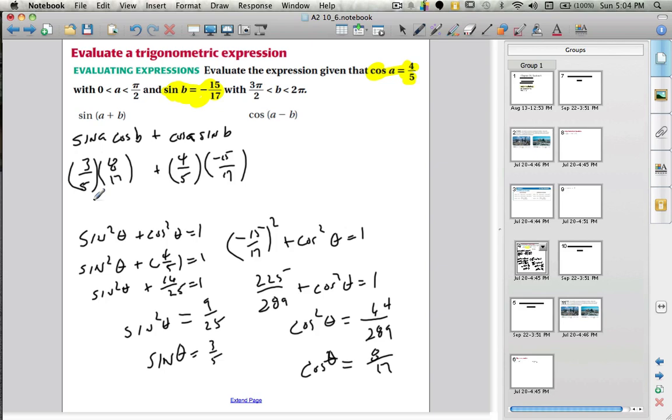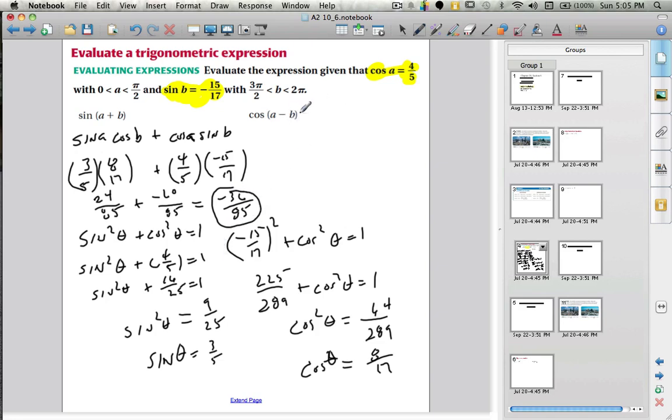So we'll have 24 over 85 plus negative 60 over 85. The value of that's going to be negative 36 over 85.